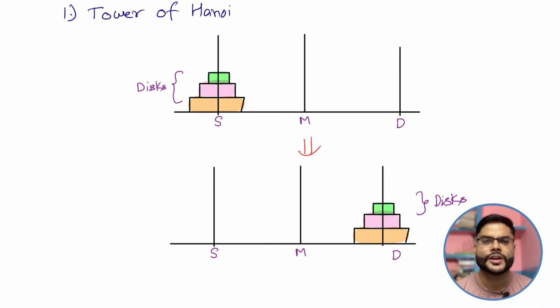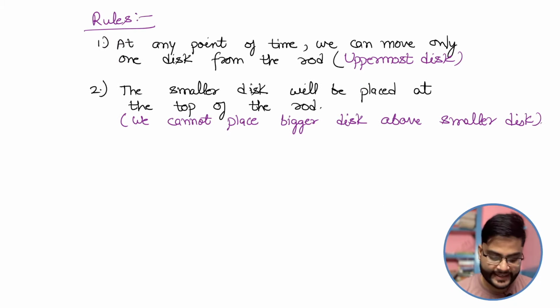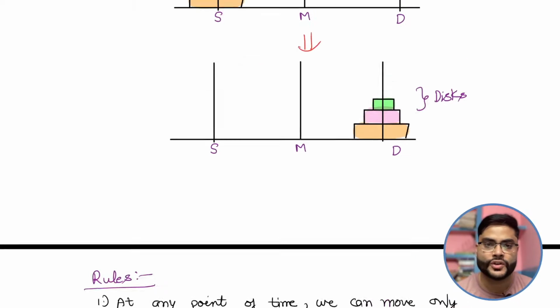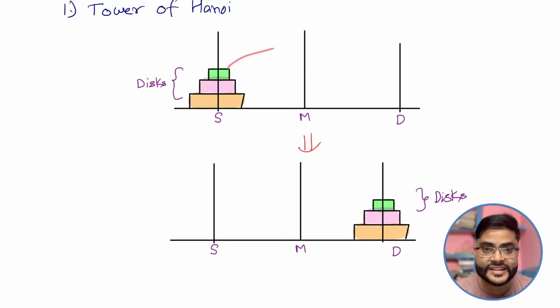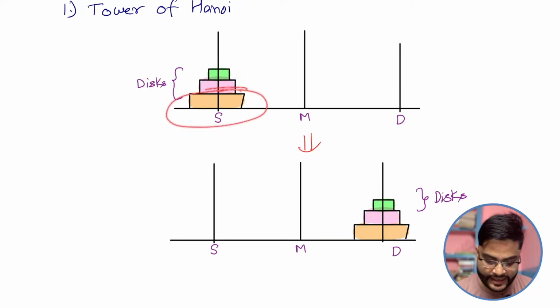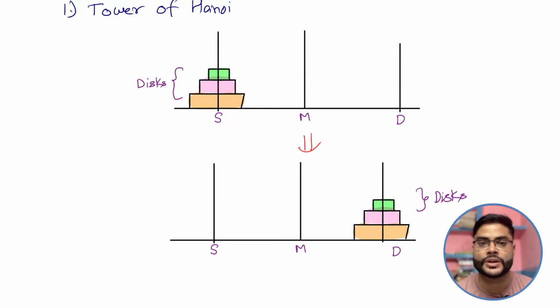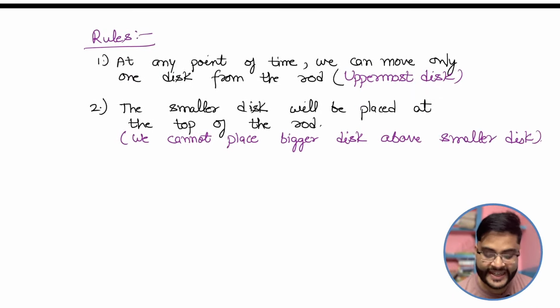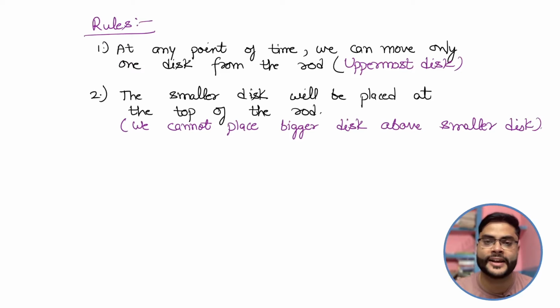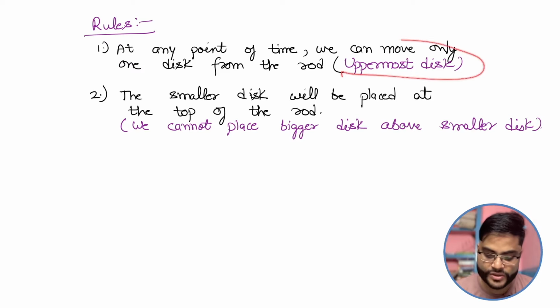Okay, so there are a few rules which we have to follow. Our first rule is, at any point of time we can move only one disk from the rod, and that disk should be the uppermost disk. Here I can move this disk first, then this, then this. I cannot move this largest disk first to my destination. So my first rule says that I can move only one disk at a time, and that too the uppermost disk.